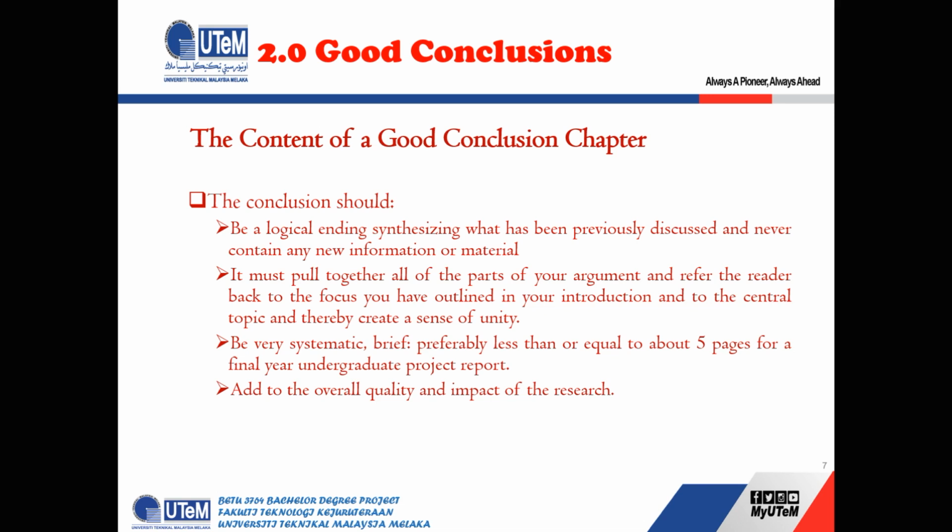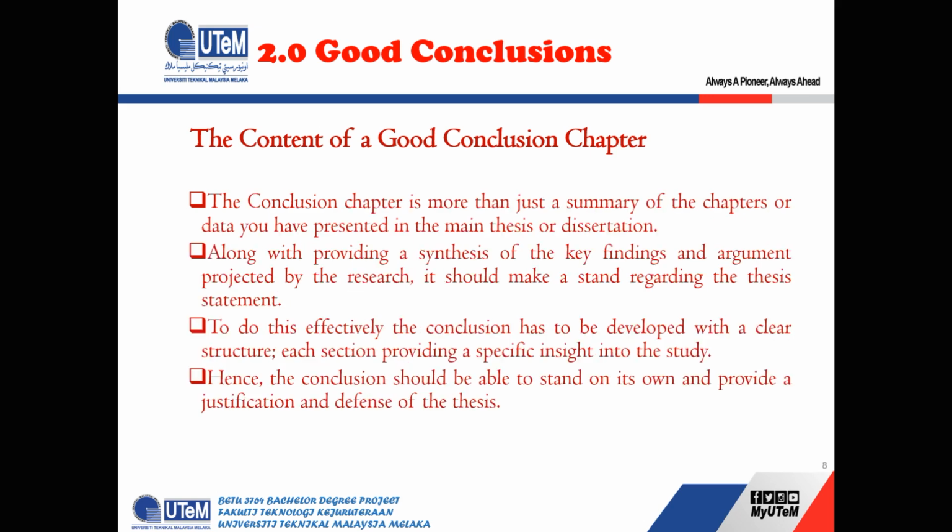So the conclusion should be systematic and brief. No need to give too much detail. Maximum up to 5 pages, which I think is again too much. It should be even less than 5 pages for an undergraduate project, because this is not a summary and not an explanation. This is just a conclusion. So make sure you are very specific and very systematic. No need to give all the theory, details and results again, and it should add to the overall quality and impact of the work that you have done.